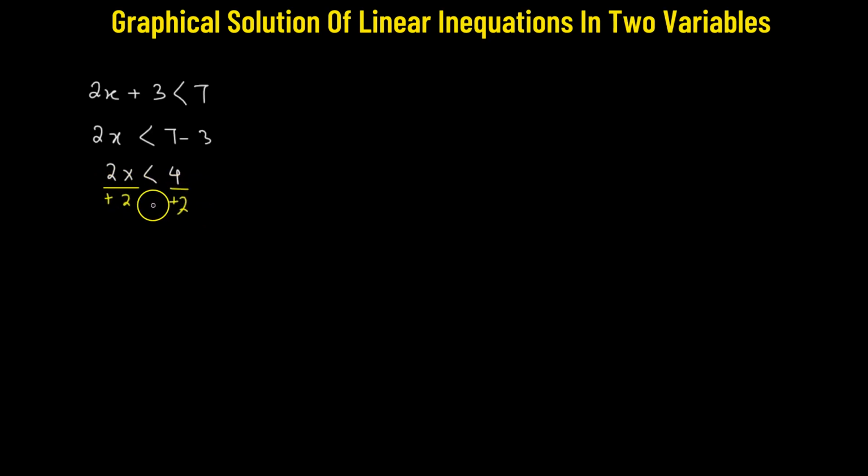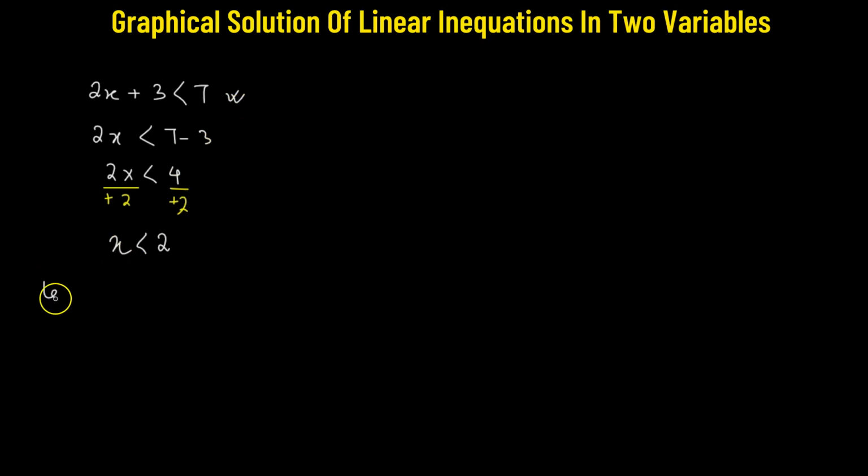Since we are dividing by a positive number, the sign of the inequality is not going to vary, so x is going to be less than 2. So this is going to be the solution of the original linear inequality, which is 2x plus 3 less than 7. That means for all values of x less than 2, we will satisfy this particular linear inequality.